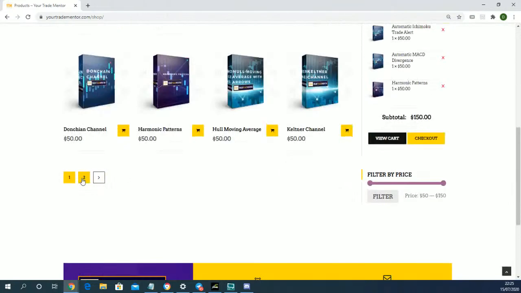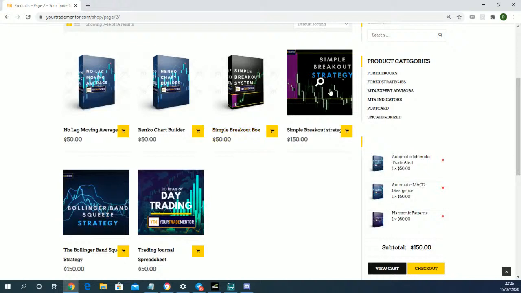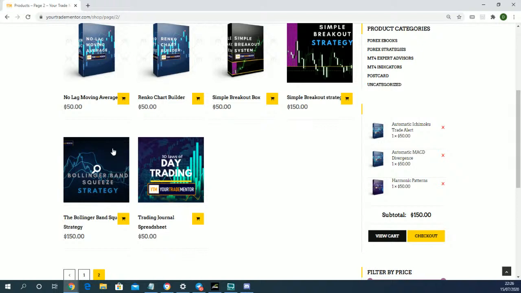I want to show you the second page in case you are interested in some strategy. But remember that this is just the start. We are going to add more indicators and more strategies to this thing. So the strategy we are talking about tonight is this one here, simple breakout. And I have this Bollinger Band squeeze strategy. You can see if you are not a member, you pay $150 for it.